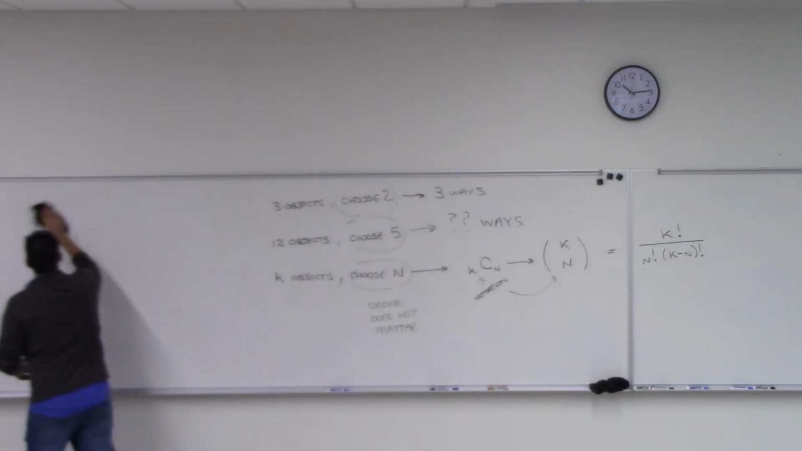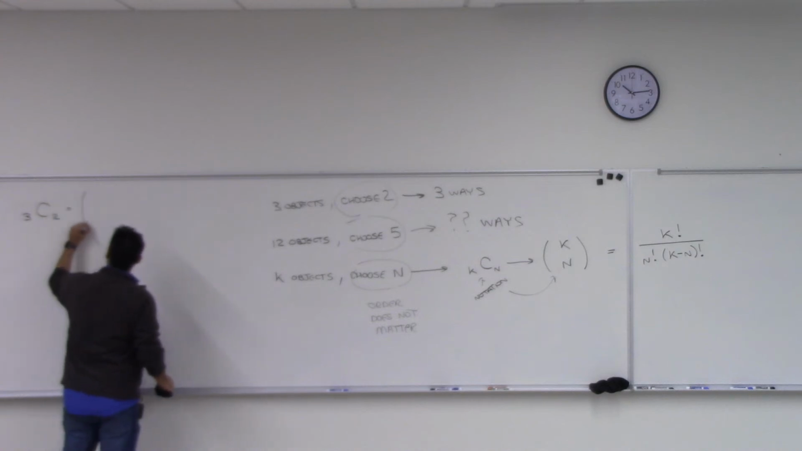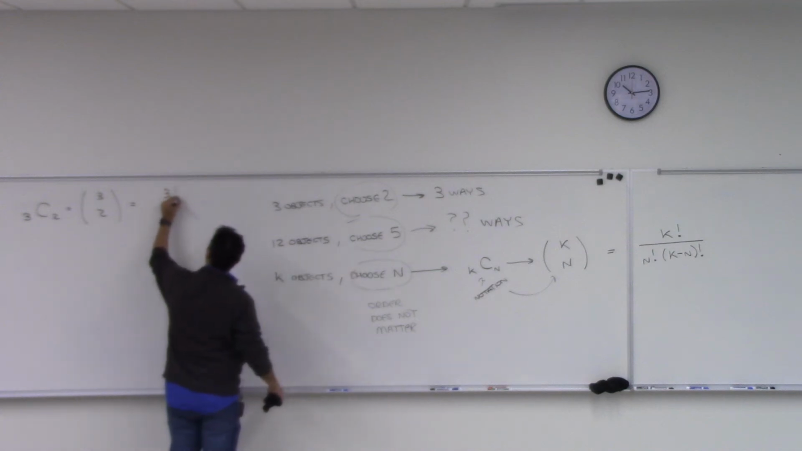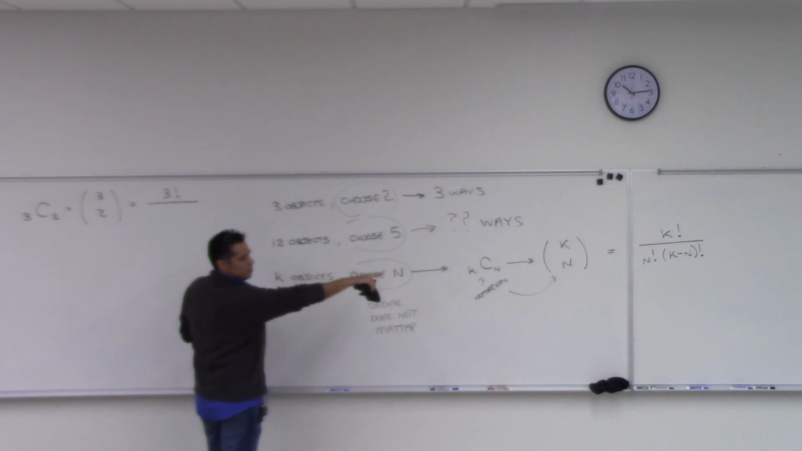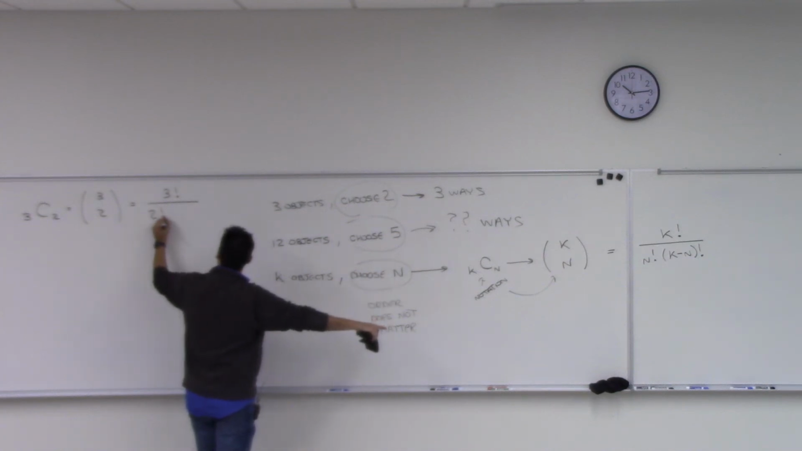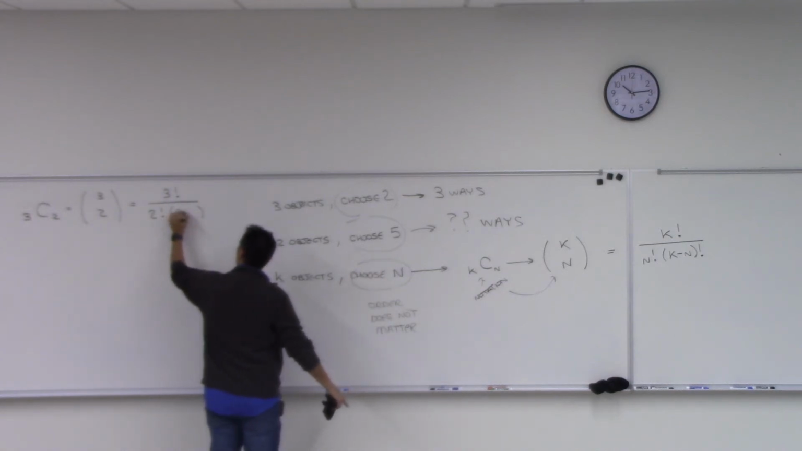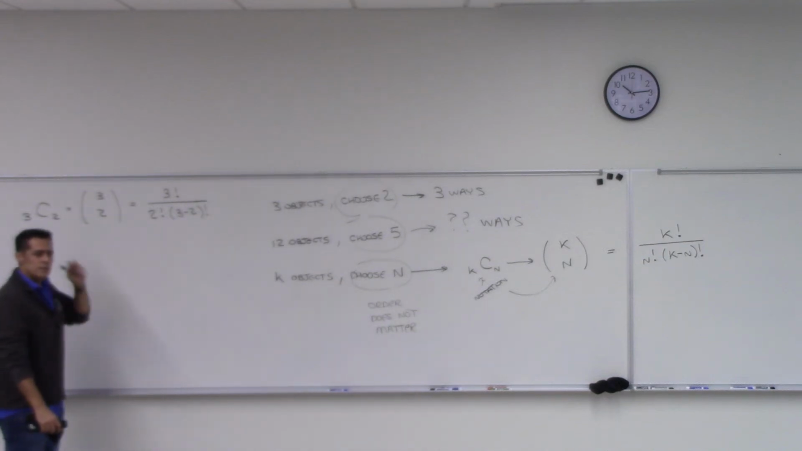If I ask you to do 3 choose 2, which is the same as me writing 3, 2, then what you're going to do is 3 factorial on top. That's K factorial. Bottom left corner is what going to be for us? 2 factorial. And then times K minus, so 3 minus 2 factorial. Do y'all see that? That's just plugging in.